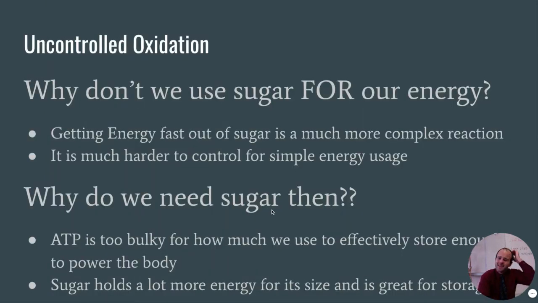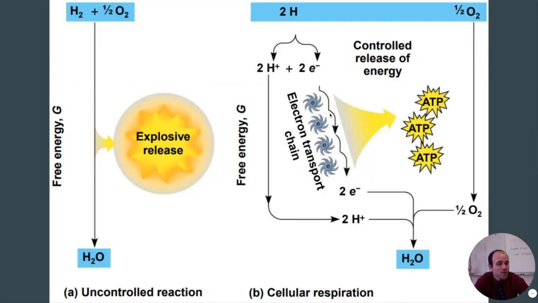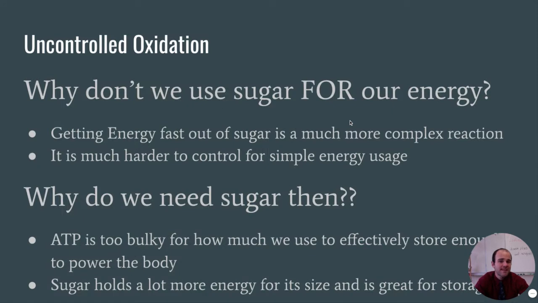So you may ask, well, why don't we just use sugar for our energy if that's what it's starting with? Why do we turn one form of energy into another form of energy to then use? Well, getting energy out of sugar is pretty complex. As I said, it's multiple steps in a really controlled release. That's not going to be as instantaneous as just taking a phosphate group off of an ATP molecule. So it's much harder to control for just that simple, get that energy.